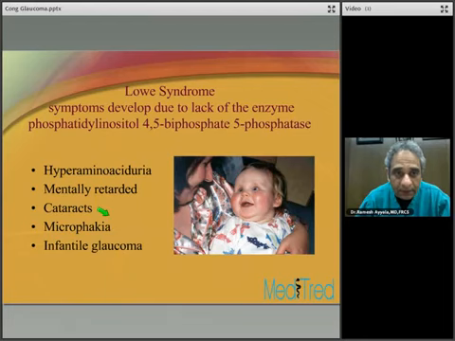The symptoms develop due to lack of enzyme, which is listed here. It's secondary to hyperaminoaciduria, and leads to mental retardation, cataract formation, microphakia, and infantile glaucoma.